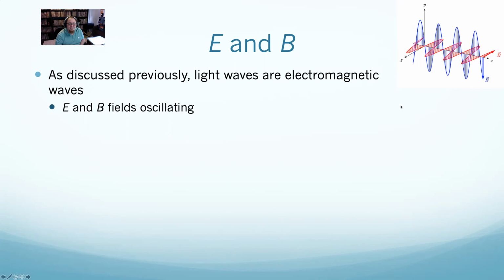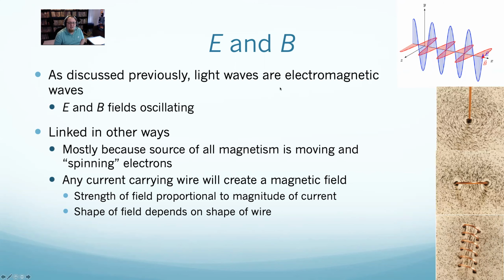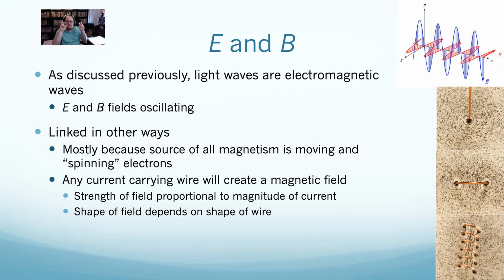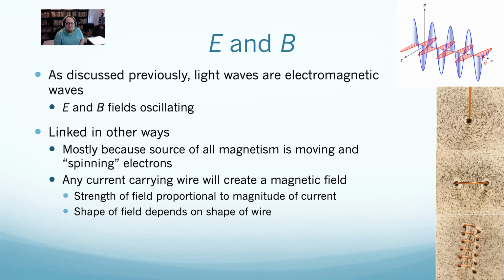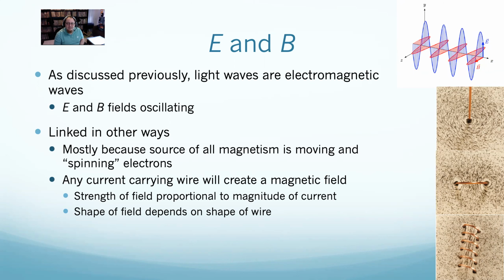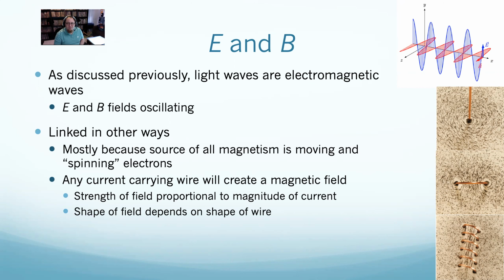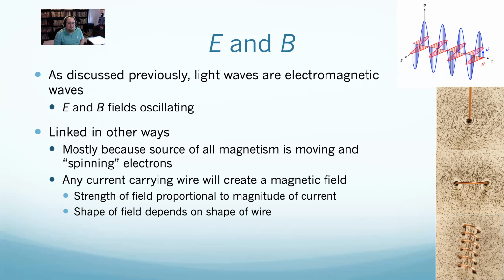And this actually causes a whole series of links. This is because magnetism is the spin of electrons. More on that in a second. But anytime you have a current carrying wire, you create a magnet where the strength of the field is proportional to the current in the wire. Also, wires are attracted to magnetic fields. If you have a magnetic field and you put a wire near it, it'll get pulled in.